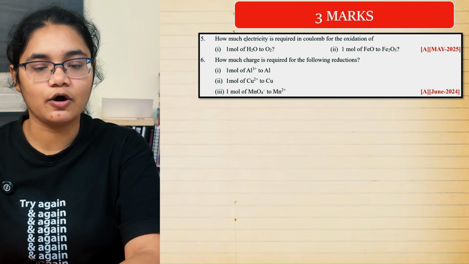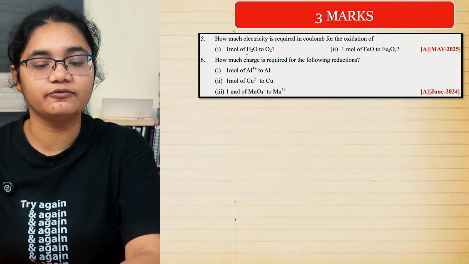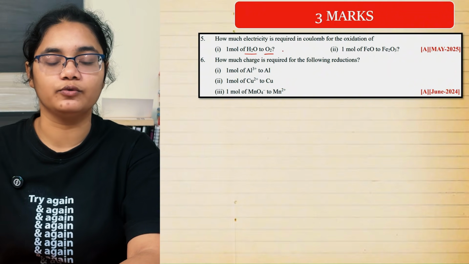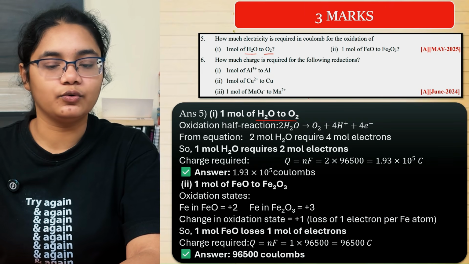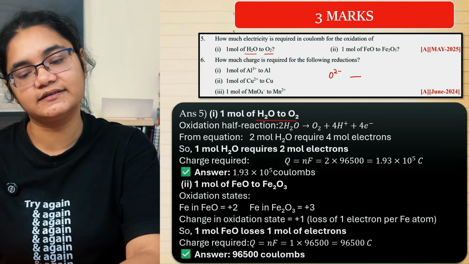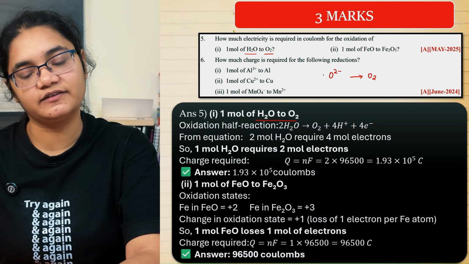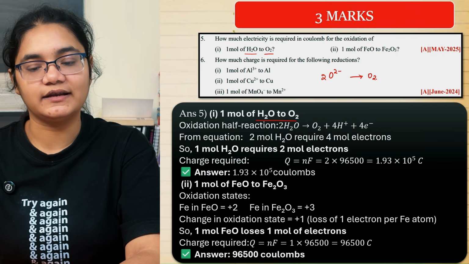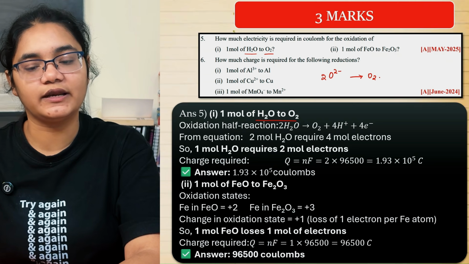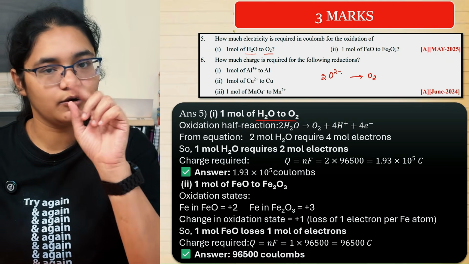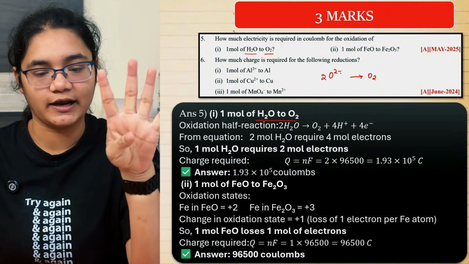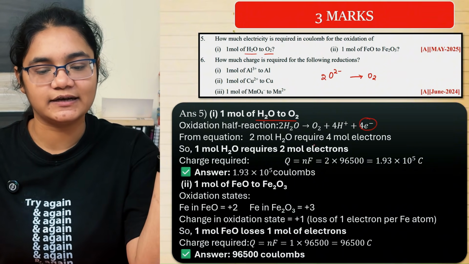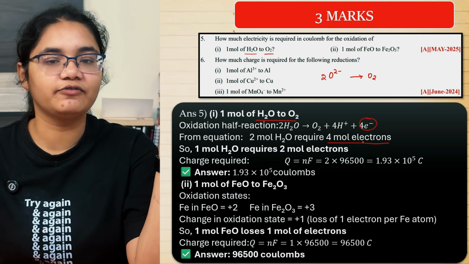Next, question number 5. How much electricity is required in coulomb for the oxidation of H2O to O2? So 1 mole of H2O to O2. Exactly, O2 minus is getting converted to O2, right? If I balance it, 2 O2 minus gets converted to O2. So how many electrons are required here? 1 O2 minus loses 2 electrons, so 2 O2 minus will lose 4 electrons. So the total number of electrons needed here is 4 moles of electrons.